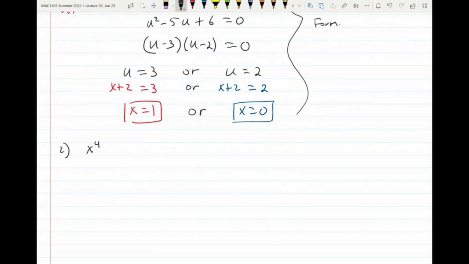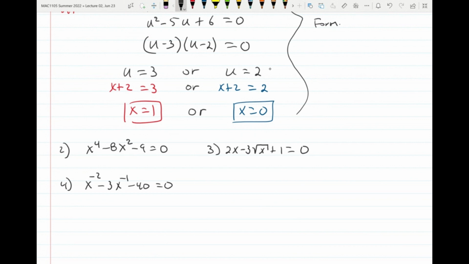Let's do x to the 4 minus x squared minus 9 equals 0. It's now a degree 4 equation, okay? It's no longer quadratic. Let's do 2x minus 3 square root plus 1. X to the negative 2 minus 3x to the negative 1 minus 40. And let's do x to the 2/3 minus 4x to the 1/3 plus 3. Okay, so here we have some equations.